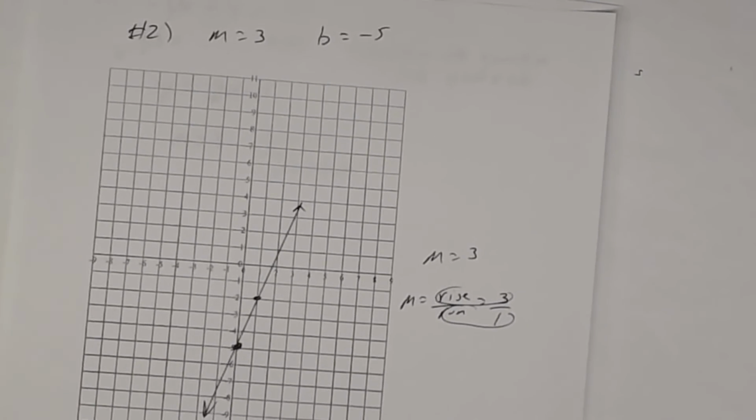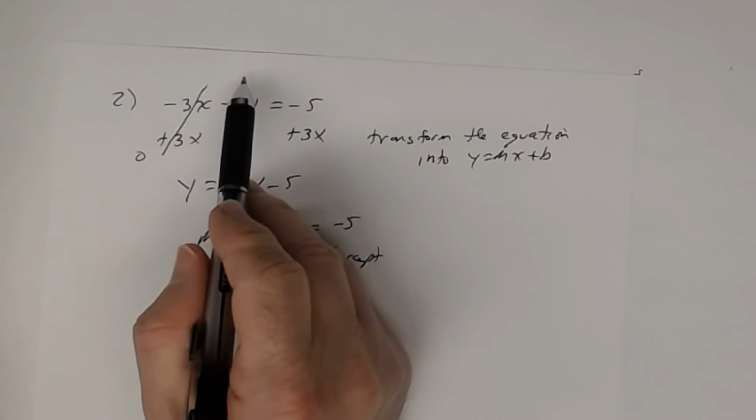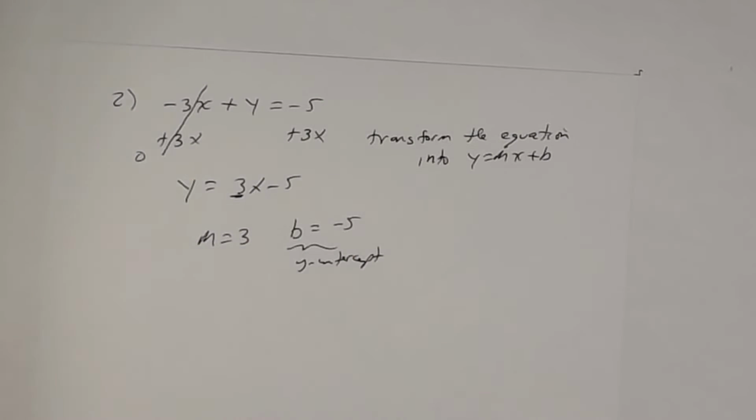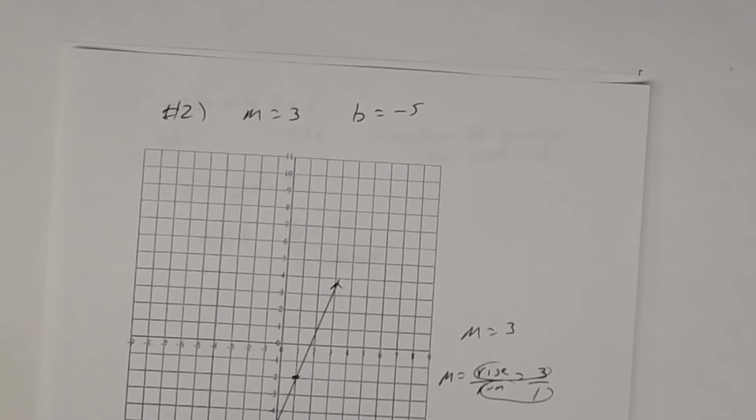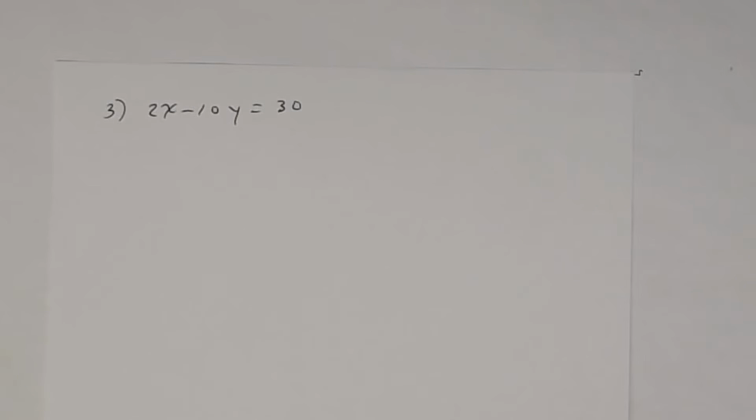So number 2 is fairly simple, not difficult at all. And the reason for that, just to remind you, is because the coefficient of y was already a 1. So that's why that one was a simple one. All right, let's look at number 3. So number 3, we have this. All right, so here's number 3.